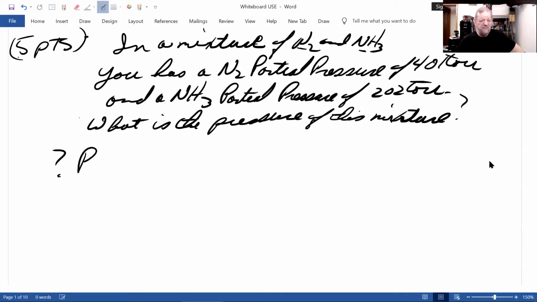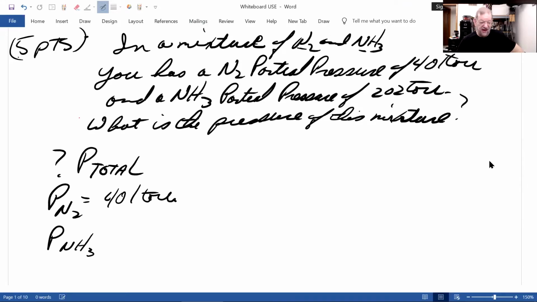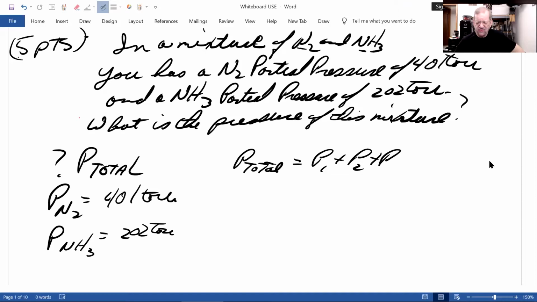Well, what are you trying to find? P total. What are you given? Partial pressure of nitrogen equals 401 torr. Partial pressure of ammonia, which is a gas at room temperature, is 202 torr. So what do we use? Dalton's law of partial pressures. P total equals the sum of all the partial pressures in that mixture. So therefore, P total for this problem equals the partial pressure of nitrogen plus the partial pressure of ammonia.